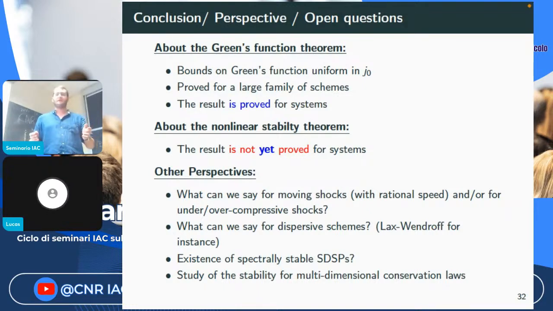For instance, there is this known carbuncle phenomenon, which essentially is an instability of shocks, or at least of approximation of shocks. And this could be explained using instabilities of discrete shock profiles, essentially.